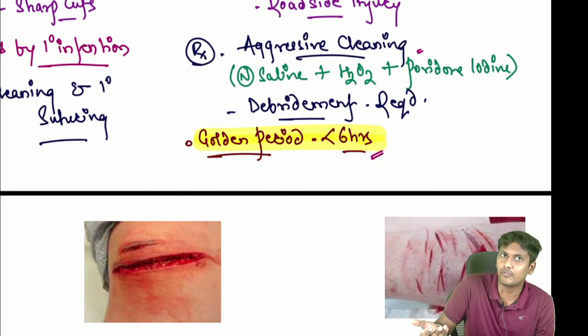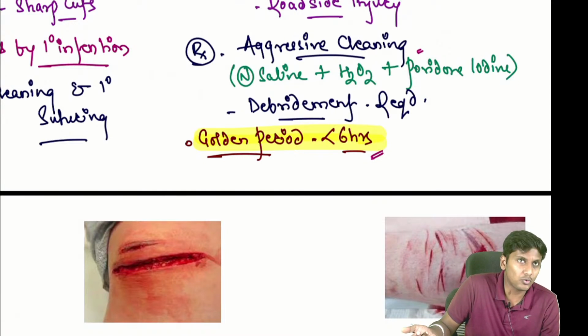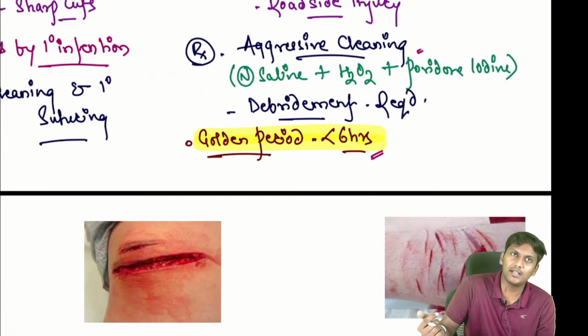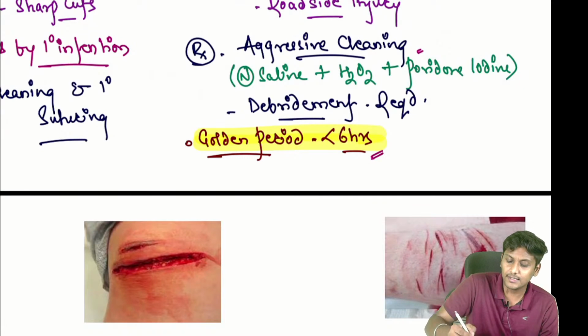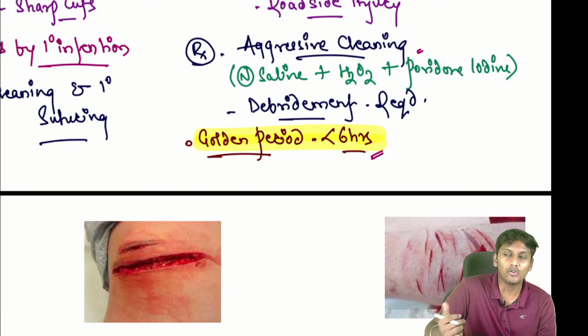So remember, if the patient presents to you with an untidy wound within 6 hours of the wound, it is considered the golden period. Here the healing might occur with primary intention: only cleaning, debridement and closure. But after 6 hours, cleaning, debridement and not an immediate closure.